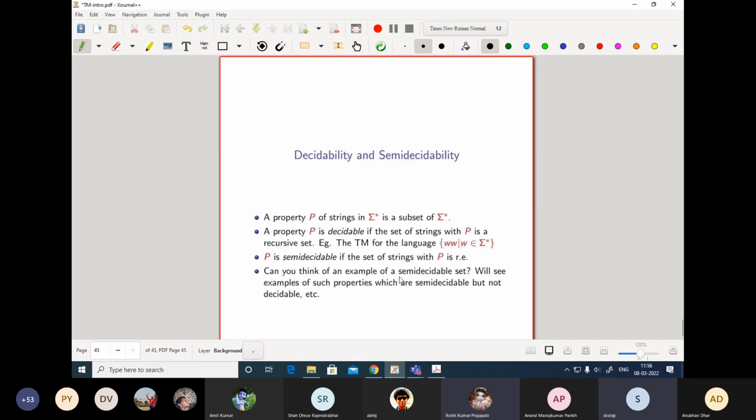And so, can you think of an example of a semi-decidable set? We will be looking at examples of properties or of languages that are semi-decidable but not decidable, or in particular, languages that are recursively enumerable but not recursive. So we will be looking at techniques to show that there exist languages which cannot have any total Turing machine.